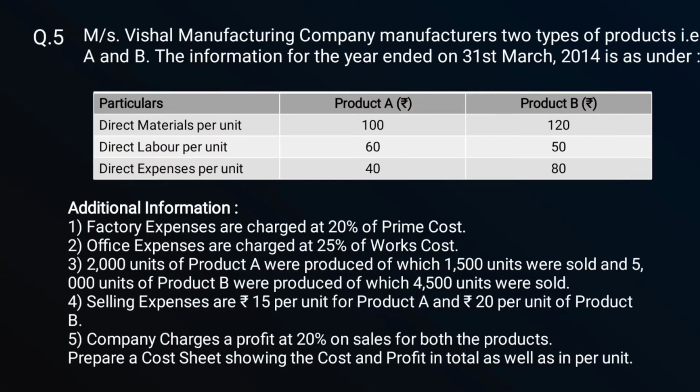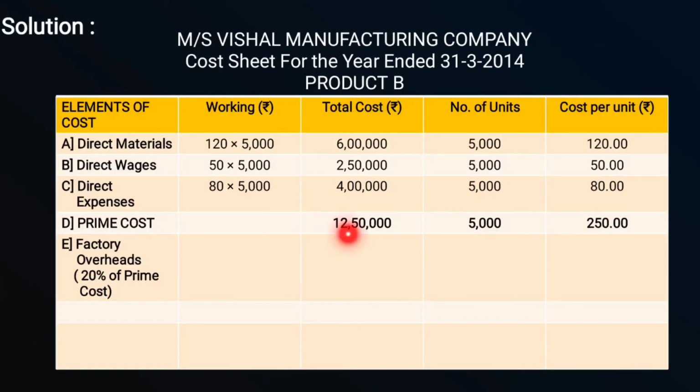So now let us start with additional information. Factory expenses are charged at 20% of prime cost. So 20% of 12,50,000, which will be rupees 2,50,000. Number of units will be 5000 and cost per unit will be rupees 50 per unit. Part F, works cost. So the works cost total amount will be rupees 15 lakhs. Number of units will be 5000 and cost per unit will be rupees 300 per unit.